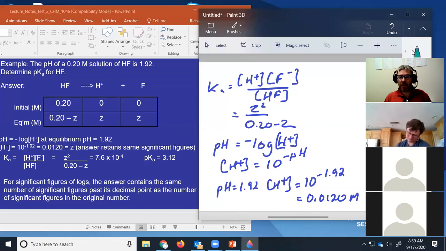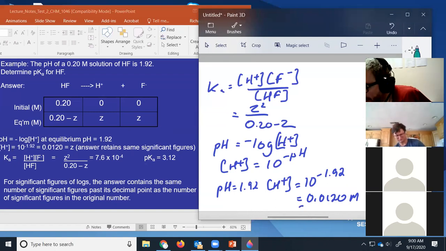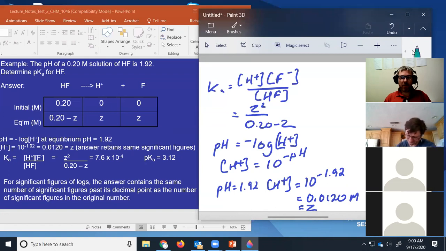So that's Z. That's what Z looks like. So that is the hydrogen ion concentration at equilibrium, which is actually Z. Does anybody have any questions so far? Once we've got Z, we can solve for Ka, and then we can figure out what pKa is. But let's do Ka first.